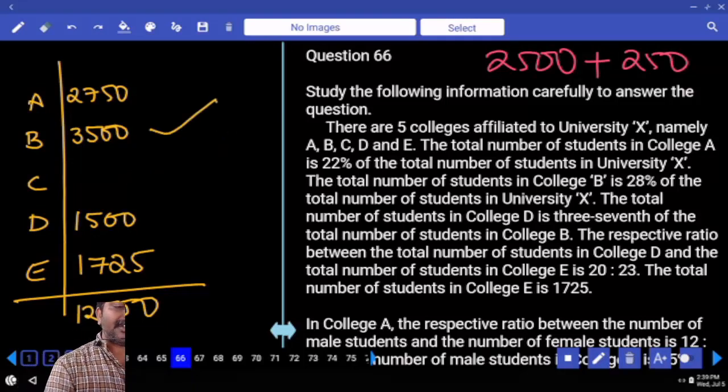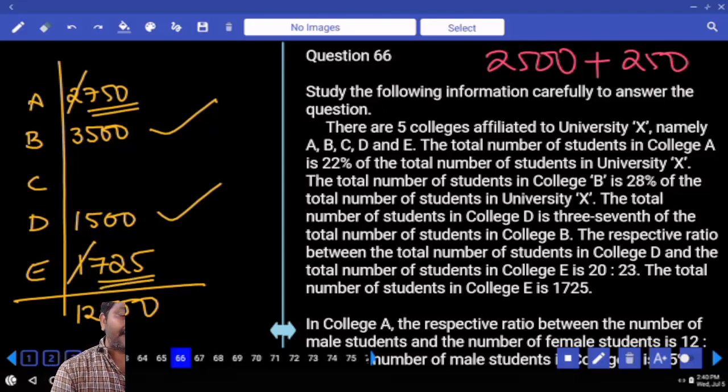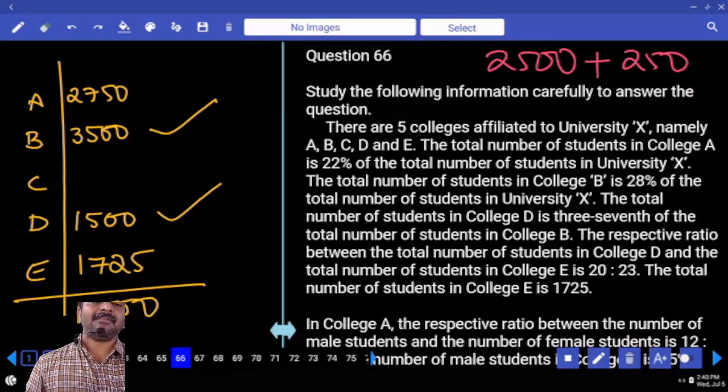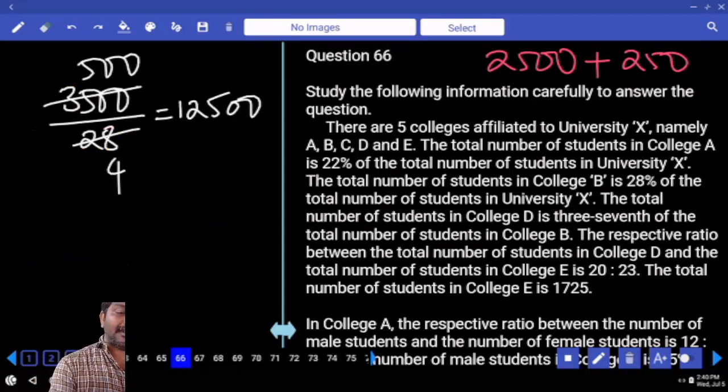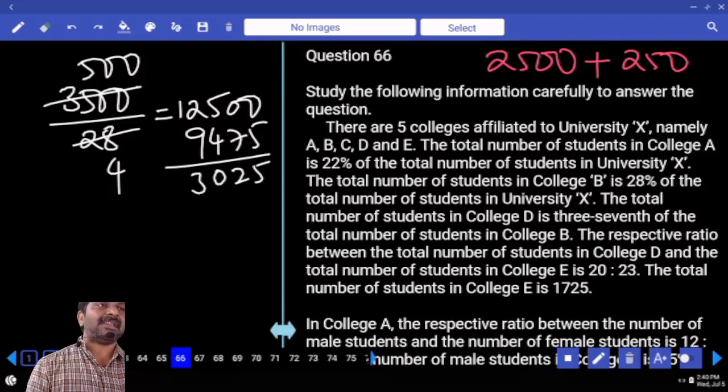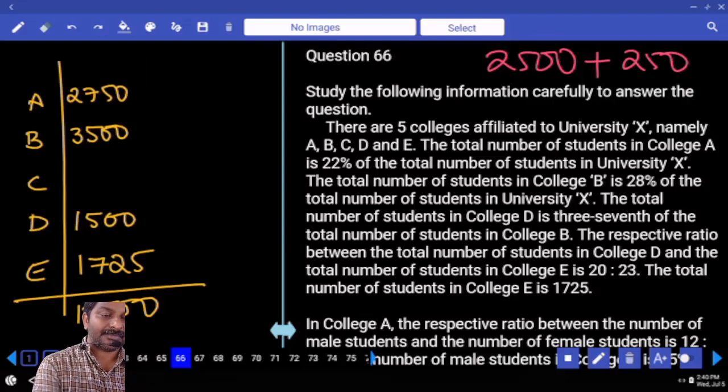Let's do it. 3,500 plus 1,500. Round figure, forget about it. 5,000 plus 1,000. 6,000 plus 2,000. 8,000 round figure, forget about it. Now, 750 plus 725. 1475. Already we have 8,000 plus 1475. 9475. Last 3 digits 025 and then first digit 3. 3025. Yes, this is 3025.